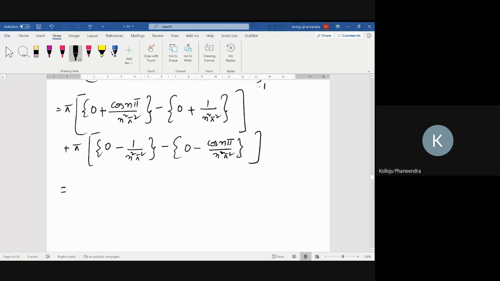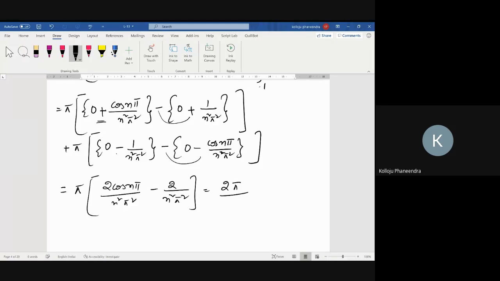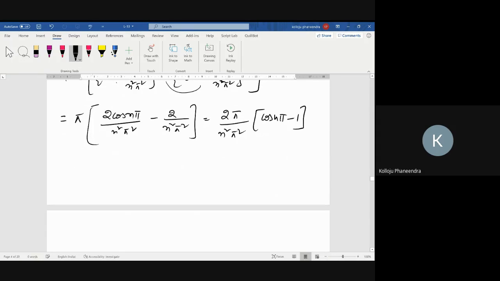Now, so entirely pi common. This is plus with plus. This is also minus into minus plus. So 2 cos n pi by n square pi square. This is with minus, minus into plus minus, and this is also minus. So minus 2 by n square pi square. So totally 2 pi by n square pi square is common, cos n pi minus 1, and this is equal to, pi pi cancel, 2 by pi n square, this is minus 1 whole power n minus 1, cos n pi value.